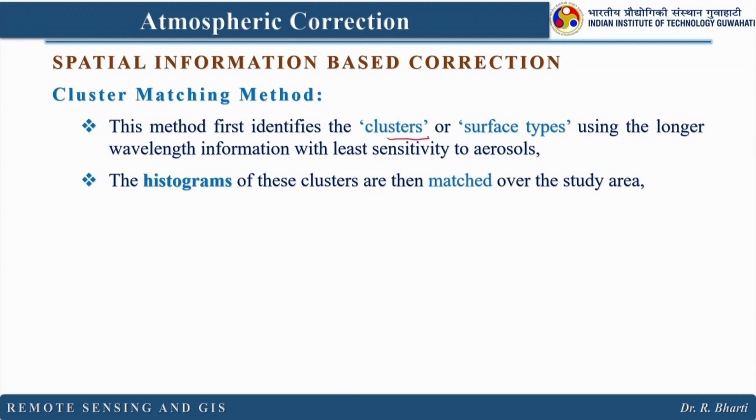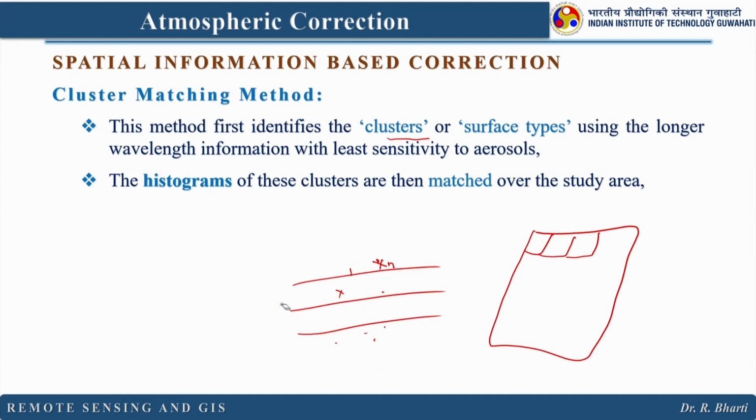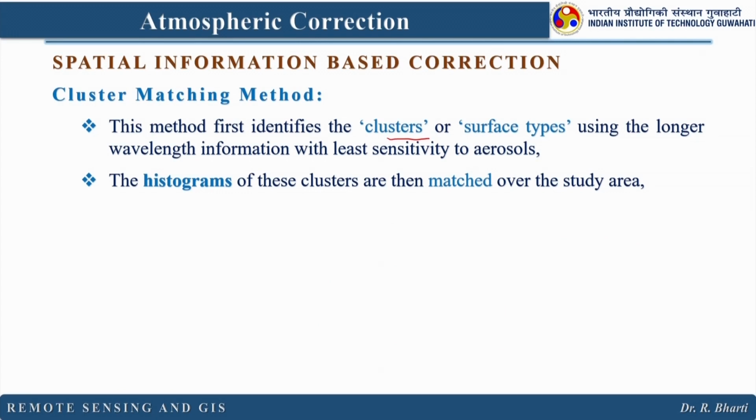So, basically clusters are, you have an image and you have pixel values. So, basically you have a matrix, right, and this matrix is having some numbers like x1, x2, x3, x4 you can write, and then based on their values you can group them into different clusters. So, that is what cluster means here. So, here clusters of the value derived from the images, right. So, next point is, the histogram of these clusters are then matched over the study area.